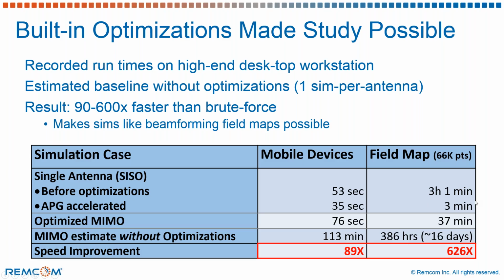And again, if we had taken our original 3-hour simulation and ran them one at a time, it would have run for about 16 days to complete. So we see a speed up here of about 600 times.